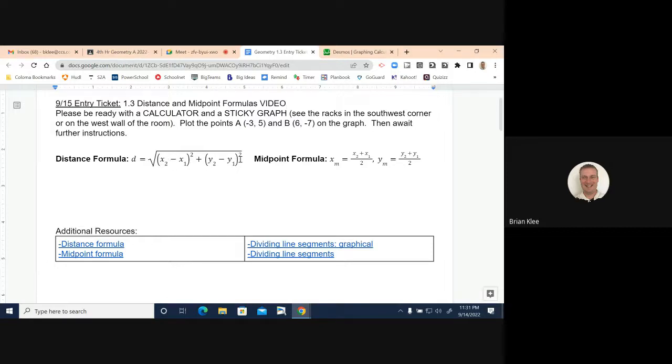A lot of similarities with slope formula if you're familiar with that. And also Pythagorean theorem. It's really Pythagorean theorem dressed up real fancy. Midpoint formula is the x at the middle, xm, equals x2 plus x1 divided by 2. So add up the x's, divide by 2. And the y at the middle equals y2 plus y1 divided by 2. So add up the y's and divide by 2.